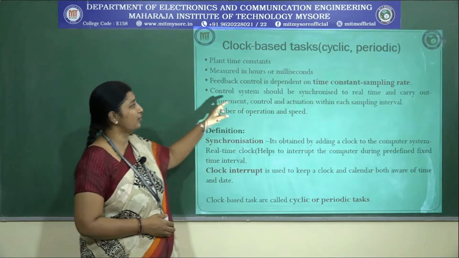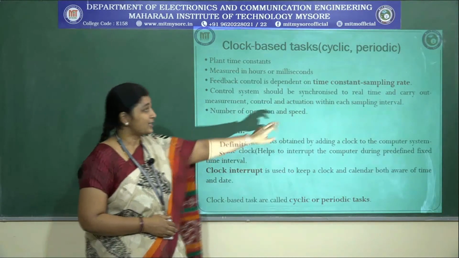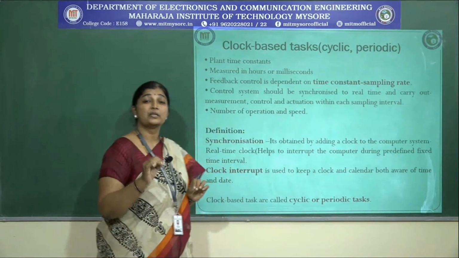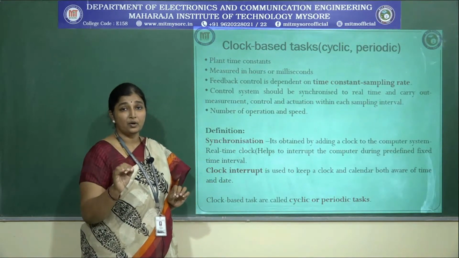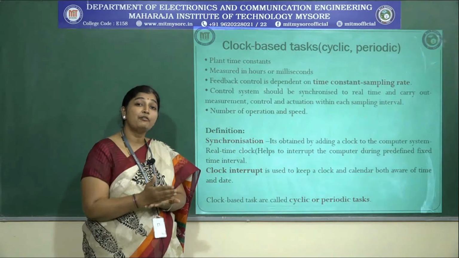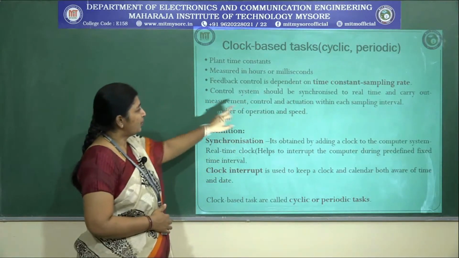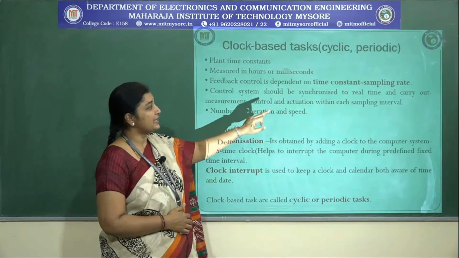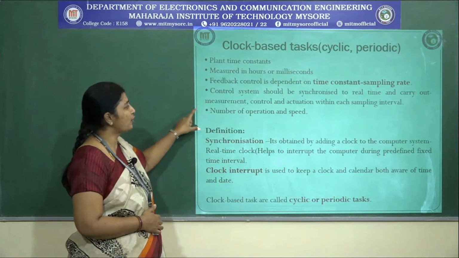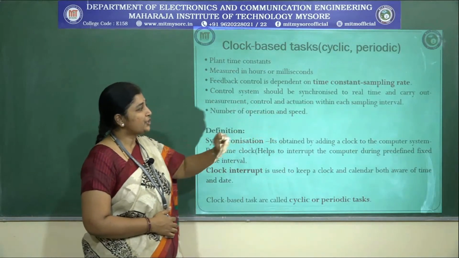Next, the feedback control is dependent on the time constant and sampling rate. As I told you earlier, the time constant is very, very important, because if you have a smaller duration of time, you have a greater number of samples, right? So what happens is the control system should be synchronized to real time to carry out measurement and control actuation within each time interval.